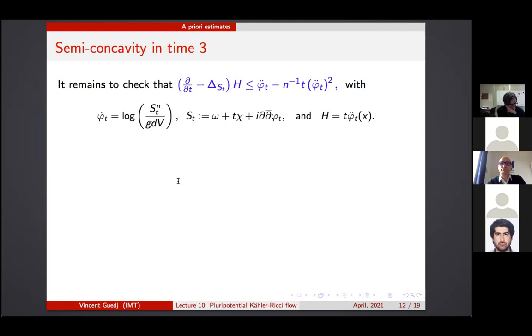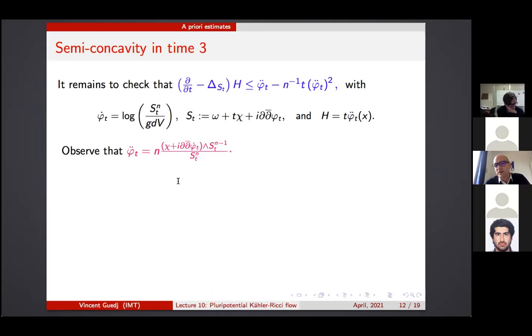Okay? So what do I want? I want to take the time derivative of t phi t double dot. So I will differentiate the flow equation. If I differentiate the flow equation, then on the left-hand side I have phi t double dot. On the right-hand side, I'm differentiating essentially the log of st to the n, because g dv does not depend on time. So what I get is n times st dot times st to the n minus one, divided by st to the n.